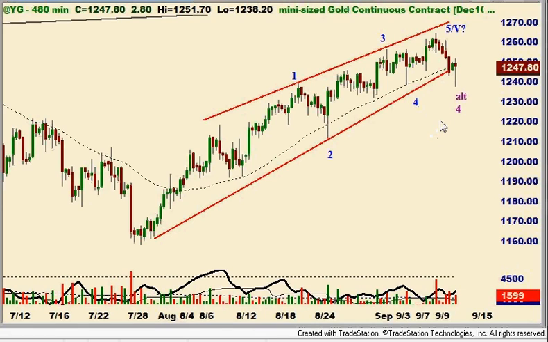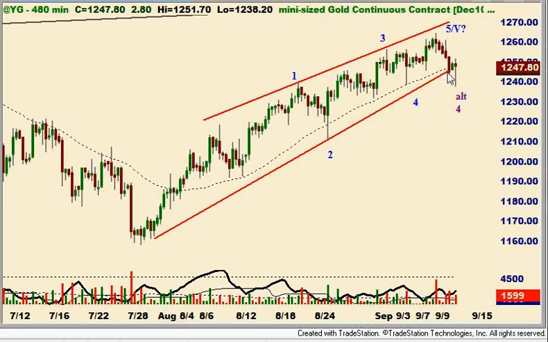At any rate, I tend to favor that this is actually a fourth wave that we've just put in, because the previous decline did not actually hit the bottom of the wedge. And as I've noted before, that 1280 area or just above it, that's where the longer term wedge trend lines come in. So I'm still looking for higher prices.